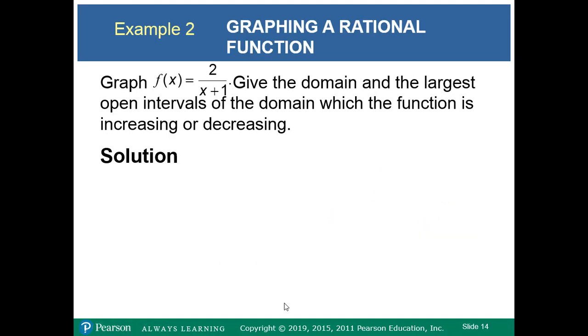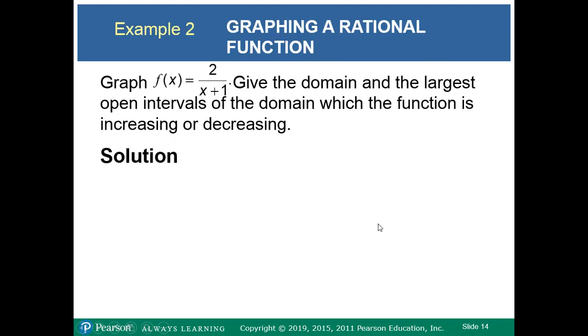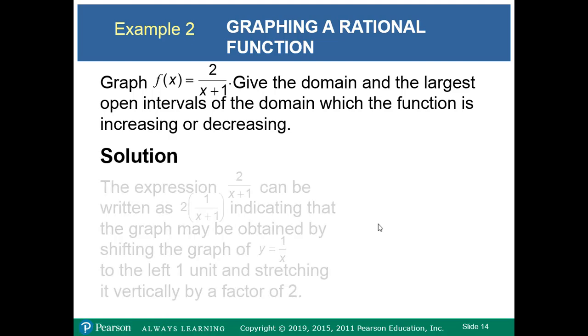So now what about this one? Well, look at this. Now what's happening? Think about what's going on here. We're inside the function now, so we're adding 1 inside the function. So we can look at this as a horizontal shift. Okay? So this is a horizontal shift to what direction? We're going to the left. So this would be the same as taking 2 over x, the graph that we just got, and then shifting it over to the left 1 unit.